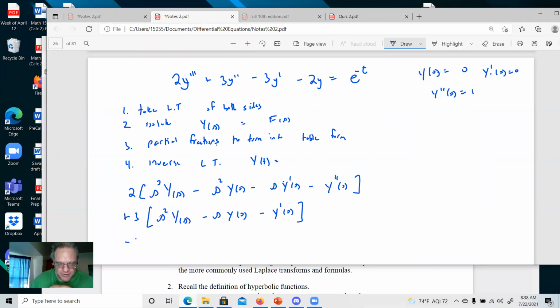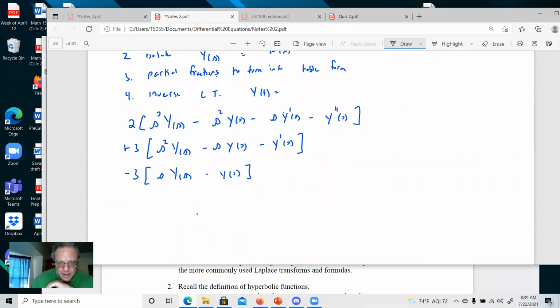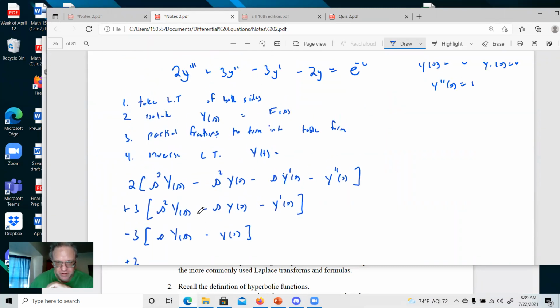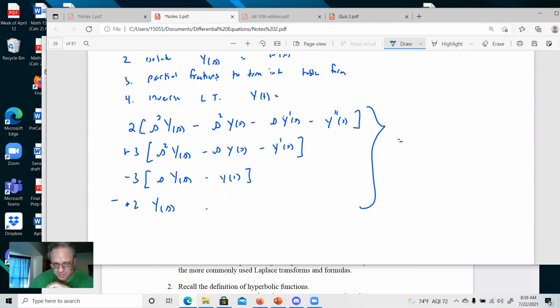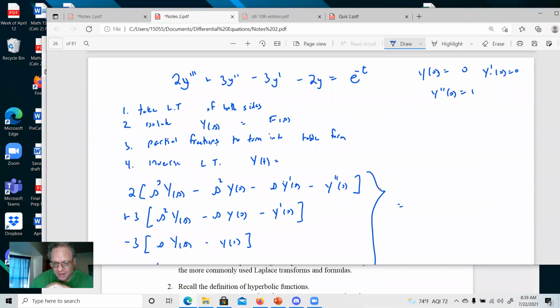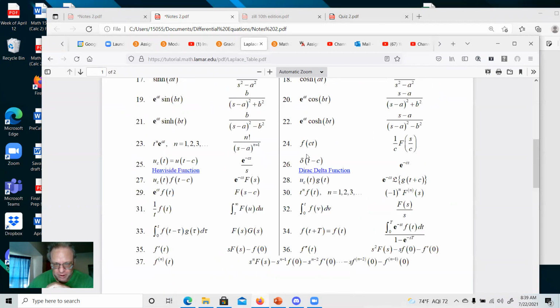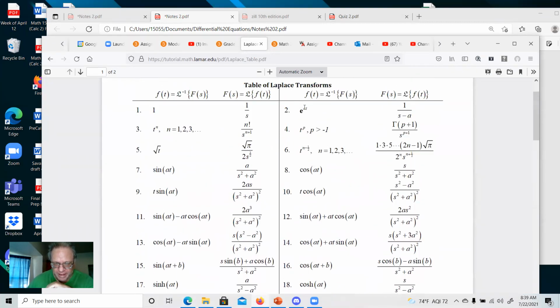Minus 3, and it's the first derivative, so this is s Y of s minus y of 0. And now we have finally plus 2. I believe the plus is a minus, it's minus 2 Y of s, and all of this is equal to e to the negative t, which is 1 over s plus 1. Again, e to the at, a is negative 1, so we have s minus negative 1 here. So that's what we have over here.